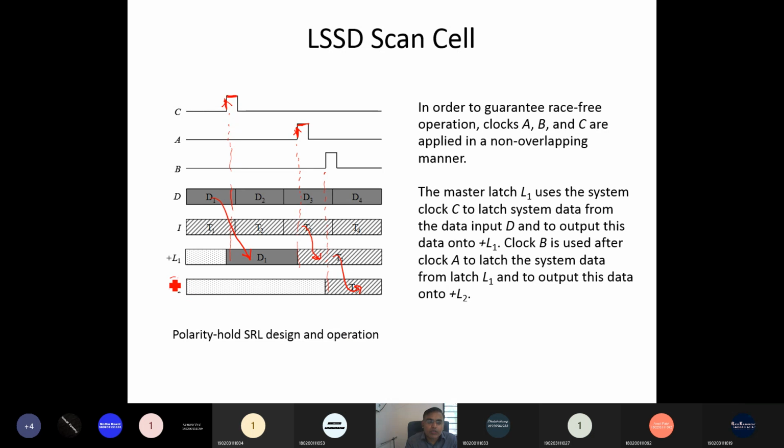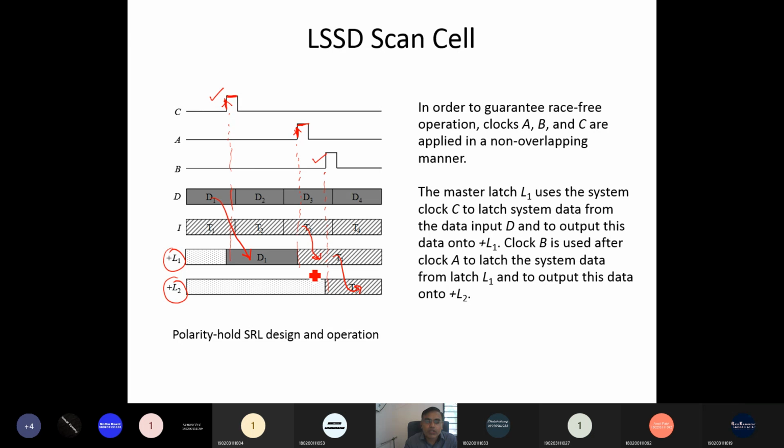So if you want to load L2 in normal mode, we have to give first C and then B. So we get the normal edge triggerable output. And when we apply C and A, we get the output in L1, which is level triggerable. Data goes into the L1, which is level triggerable.